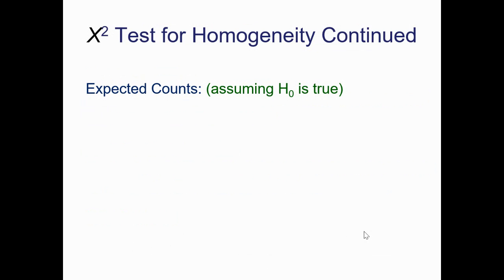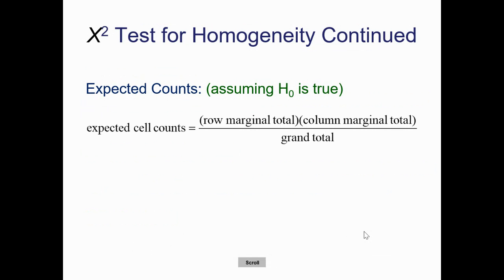Okay, so for the expected counts, we already calculated them, but let's just make it official when talking about the process. So the expected cell count is the row marginal total times the column marginal total divided by the grand total. So we already said the formula once, but we'll say it again.